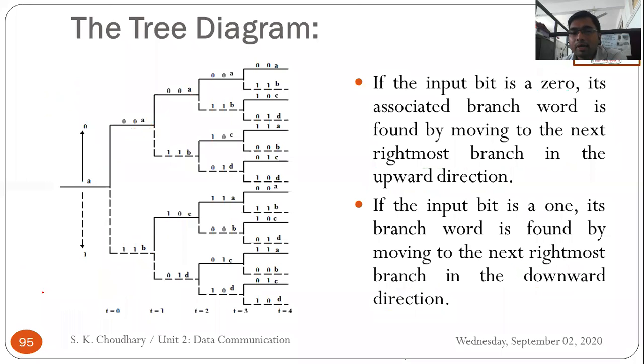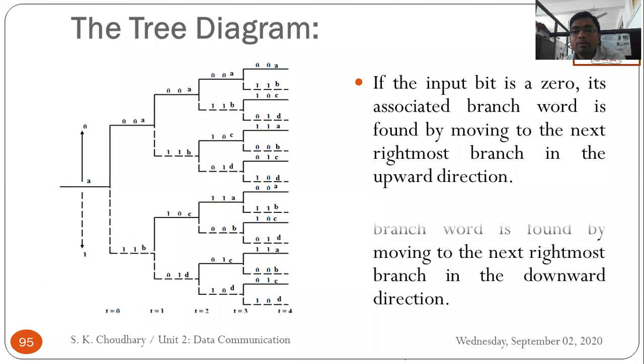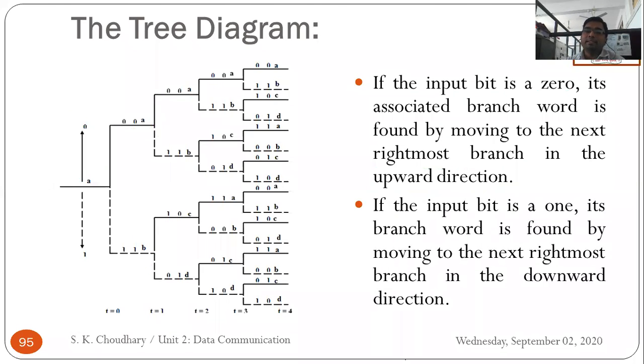So this is also one of the drawbacks of the tree diagram: the number of branches keeps increasing with time, so it increases the complexity. In the same case, you can use our previous example. You will get the same answer. I will show you and justify my words.